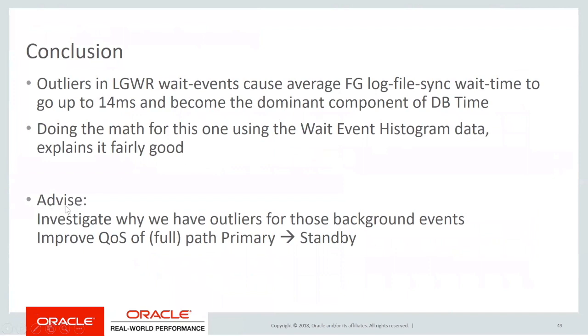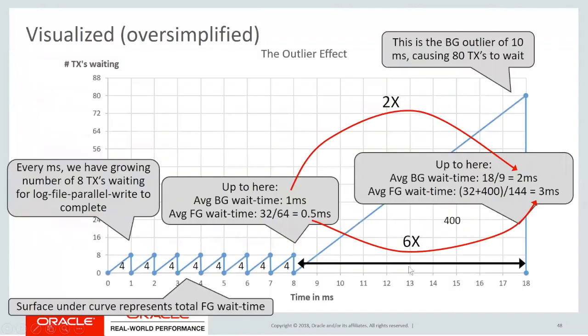So in this case, the advice is to investigate why you have these outliers for those background wait events, for the log writer and for the Data Guard background related processes. Improve the quality of service of that path from the primary all the way to the standby, all the way to the disk, since we're running in SYNC AFFIRM mode for that redo destination. So that's the point that I wanted to make with this visual.